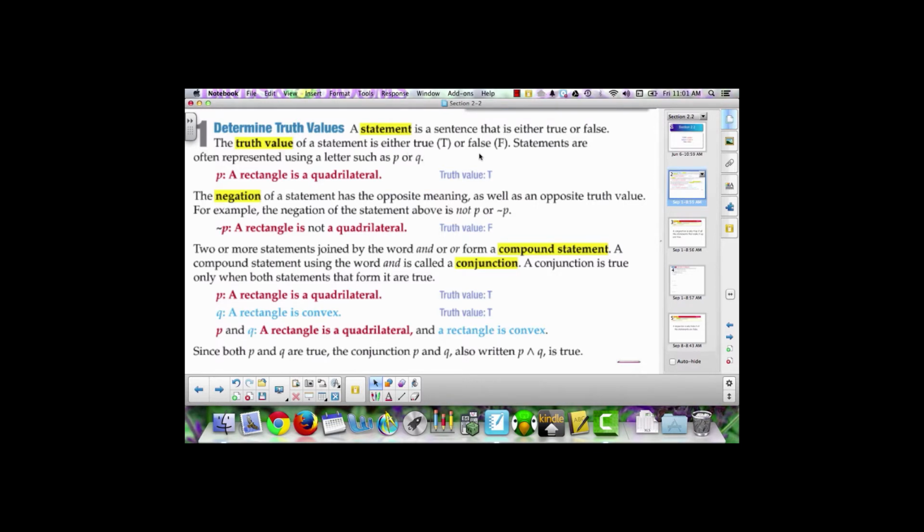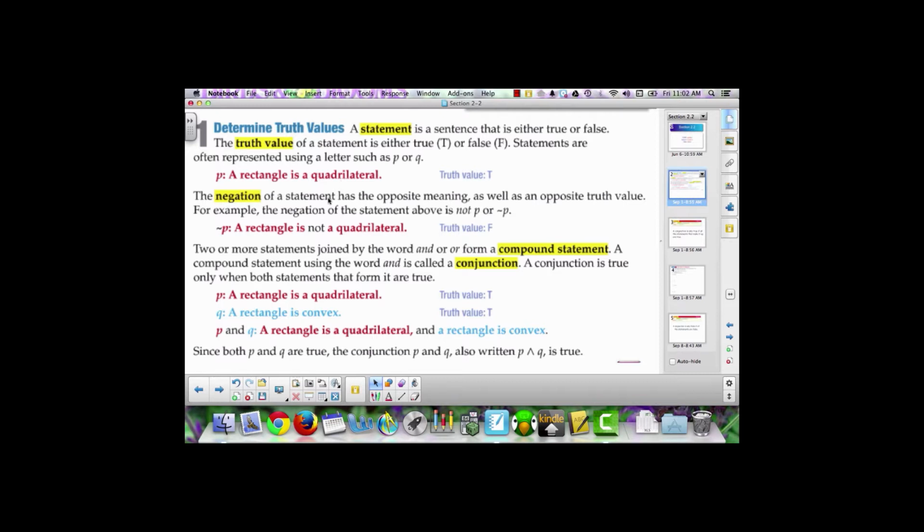Statements cannot be sometimes true or sometimes false. If there is ever a time that a statement is false, that statement's truth value is false. Statements are often represented with a letter such as P or Q. For example, this statement, P, says a rectangle is a quadrilateral. Since a rectangle is always a quadrilateral, the truth value of that statement is true.